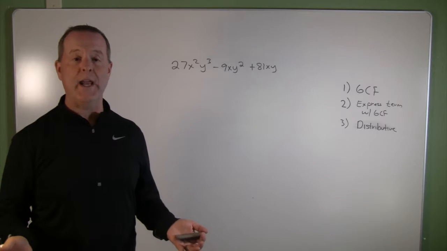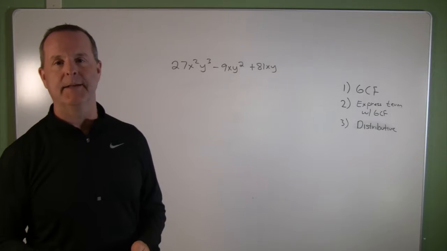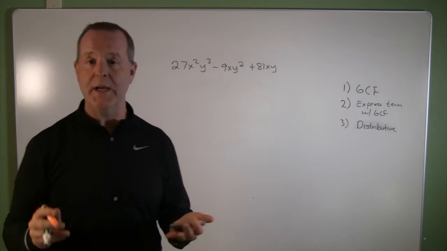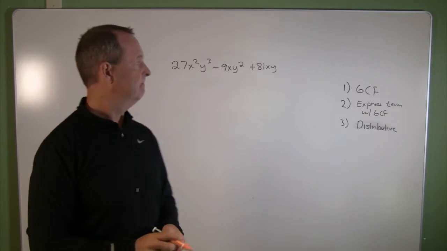27x squared y cubed minus 9x y squared plus 81xy. I'm going to pause for a second and see if you can get a step ahead of me and figure out what is the greatest common factor for all of those terms.